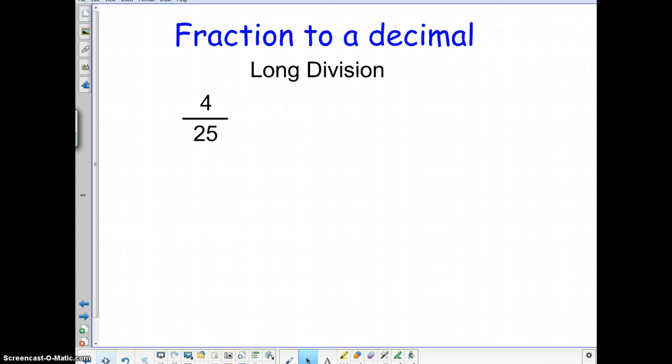Moving on. This will probably be the majority of our notes right here. We need to take a fraction and turn it into a decimal. And the way we do that is by long division. So what you need to do is write 4/25ths in your notebook. When you are done with that, you need to draw the house.